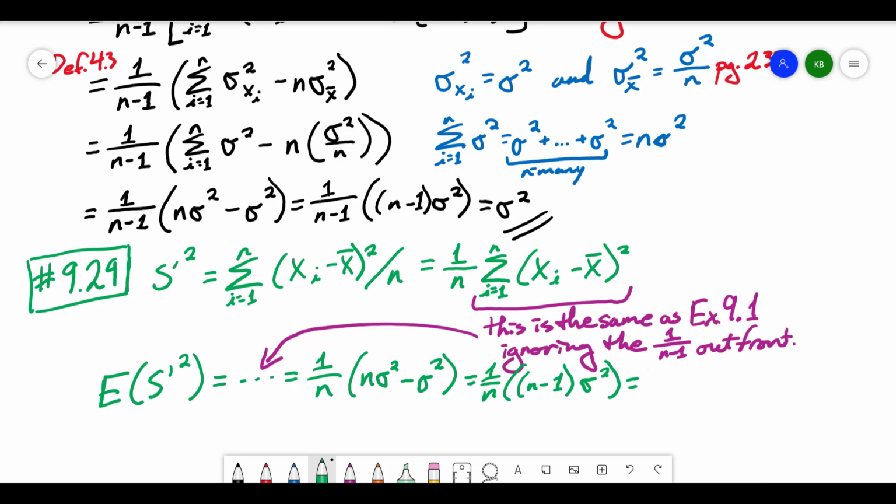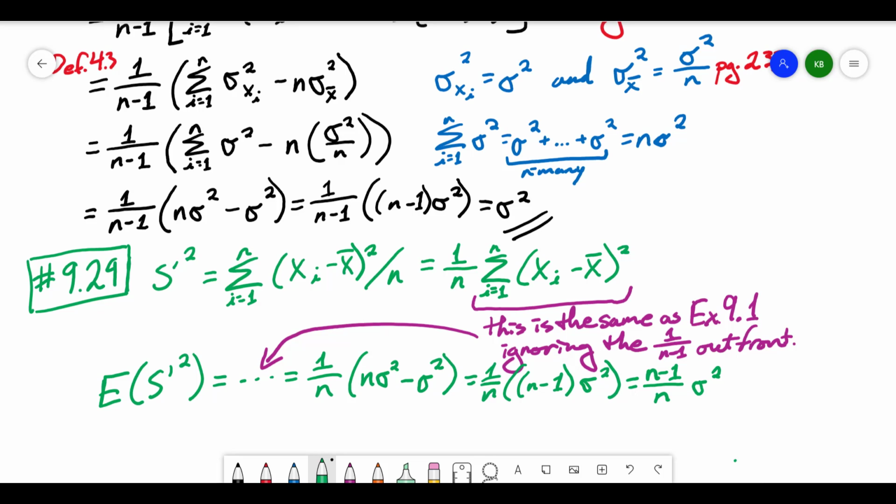So then when I do this, again, I can factor out that variance. So I get 1 over n times the quantity n minus 1 times the variance, which is just n minus 1 times 1 over n, or n minus 1 divided by n times the variance. And that's what I'm asked to show, actually, in problem 9.29. And in doing so, what I've shown is the expected value of this sample variance is not the same as the population variance, so it is a biased estimator. And that's all there is to this problem.